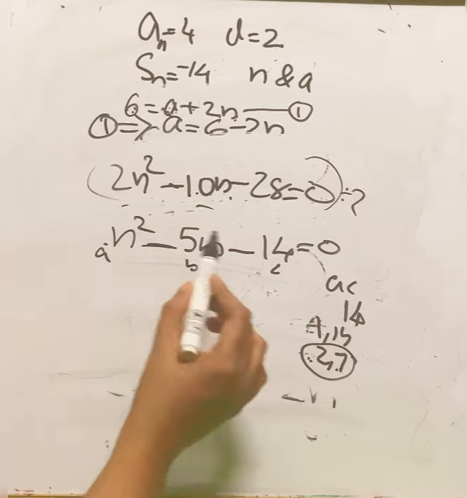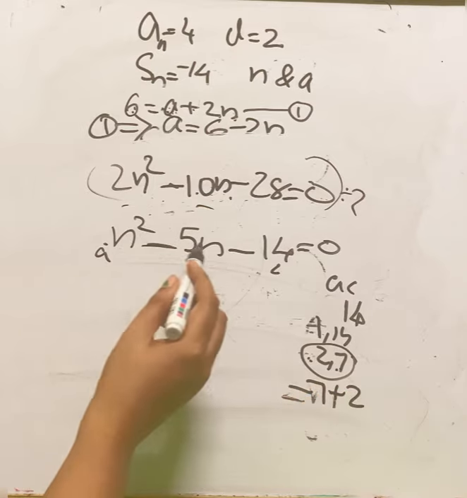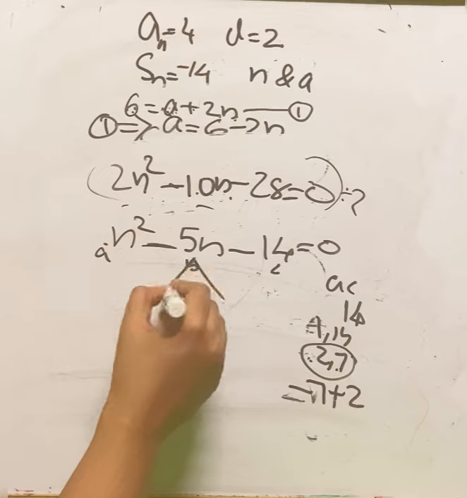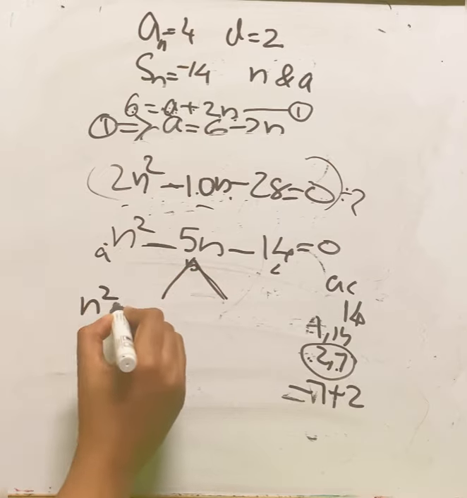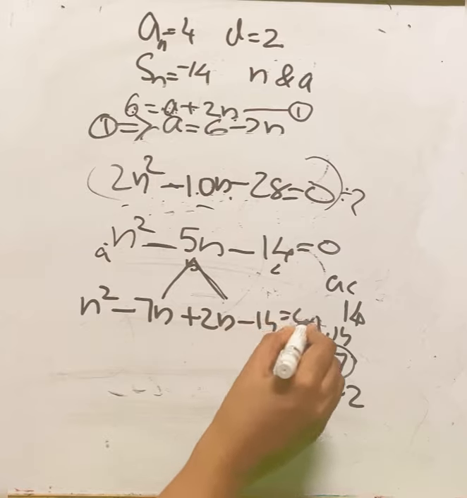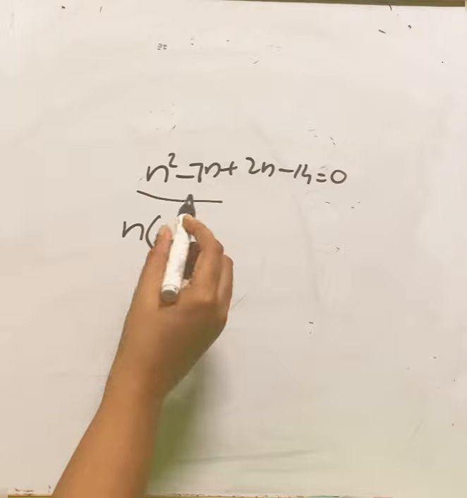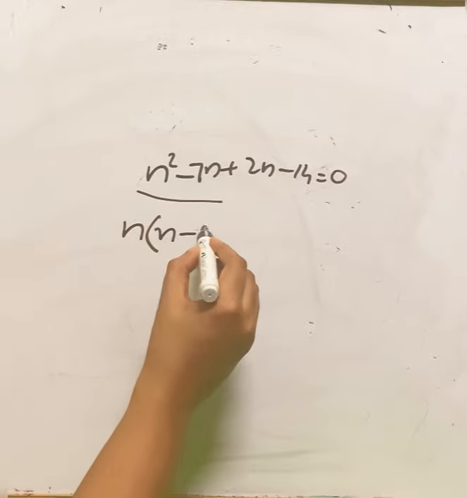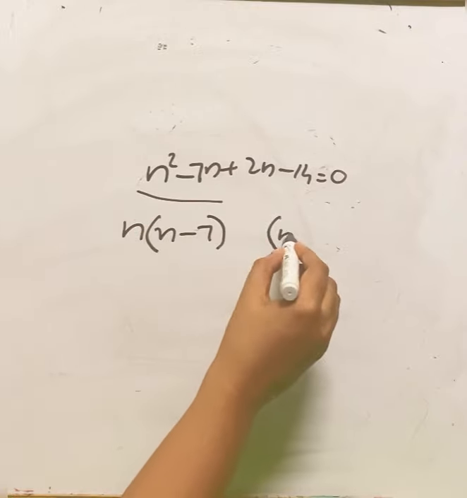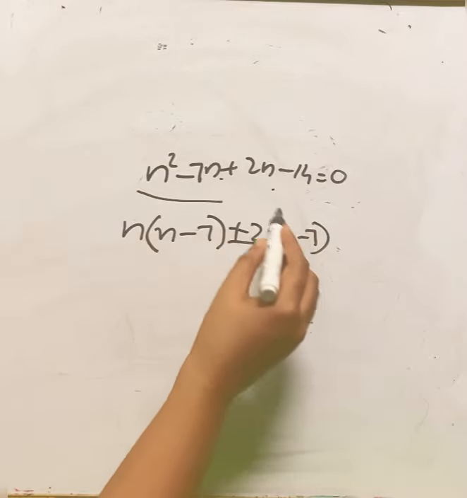You need minus 5, so you can write it as minus 7 and plus 2. Then the result will be minus 5. So you will split it like that: n square minus 7n plus 2n minus 14 equal to 0. Here in the first two terms, we will take n as common factor. Then this becomes n minus 7. Write n minus 7 here. Then plus 2 into n is plus 2n.